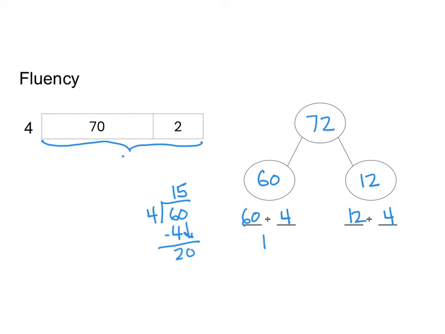So 60 divided by 4 is 15, and 12 divided by 4 is 3. So our total for our division problem, or our total length here, is going to be 18. 4 times 18 being 72.